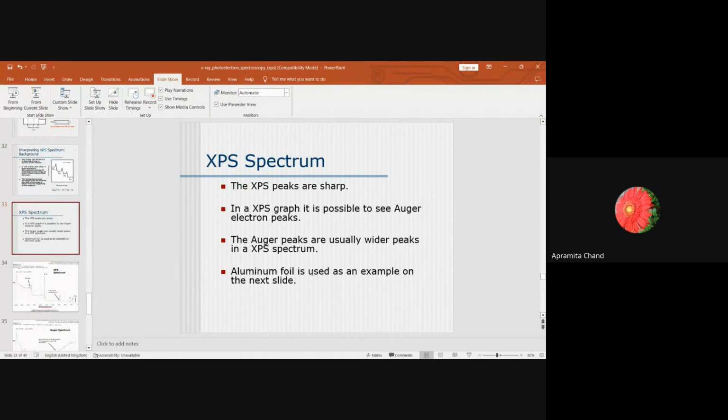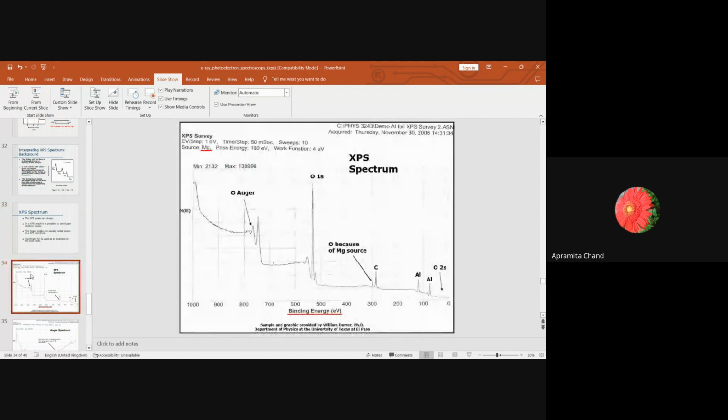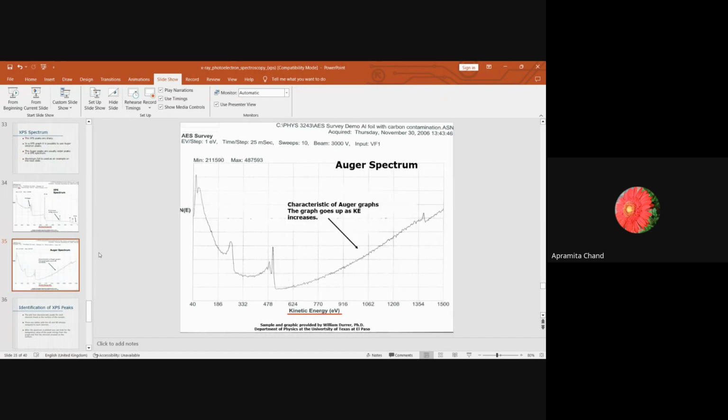Then, XPS peaks: they are just the features of the XPS spectrum. If you are seeing very broad peaks, then those are the Auger peaks. If you are seeing sharp peaks, then those are the XPS peaks. So this is how an XPS spectrum looks: this is a broad Auger peak, and this is the number of electrons versus binding energy, and then you're getting an O1s and an O2s. The sharp peaks are characteristic of the element. So we have oxygen, carbon, and aluminium peaks in this spectrum.